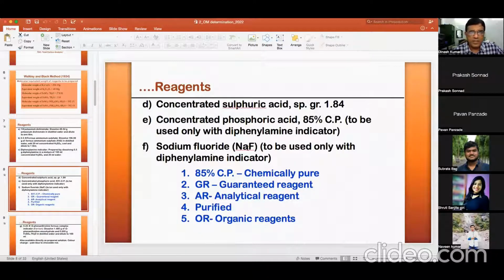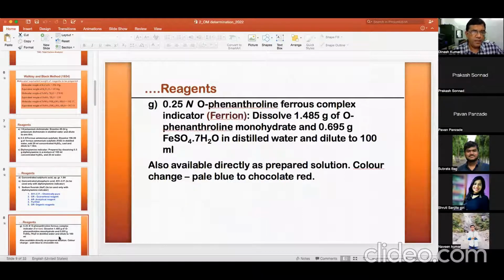OR is organic reagents. Now, if you do not want to use a diphenylamine indicator, sodium fluoride, or orthophosphoric acid, then you can simply take another indicator, which is phenanthroline. Phenanthroline is 0.25 normal, and it can be prepared as the O-phenanthroline ferrous complex indicator.